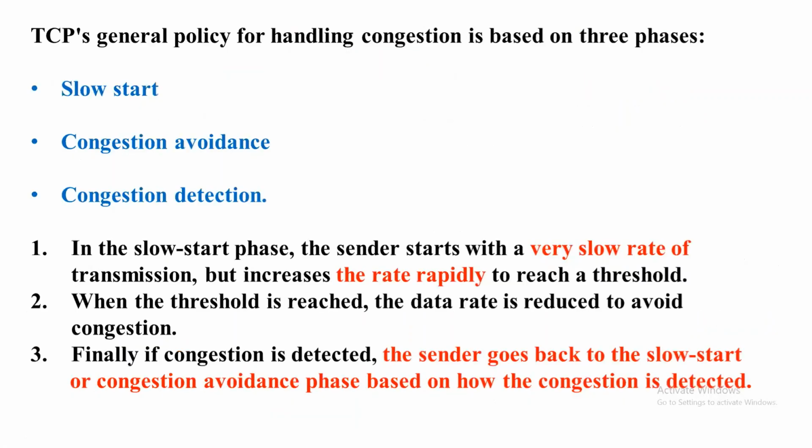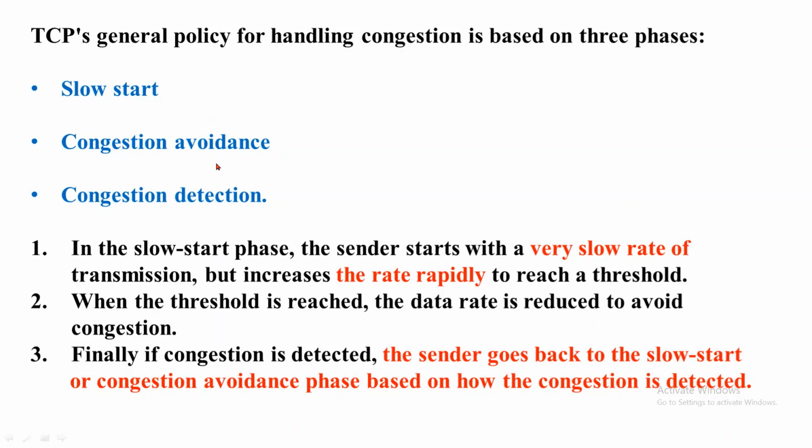Now let's move on to TCP's policy for congestion control. TCP employs congestion control based on three different phases. The first one is the slow start phase, the second one is the congestion avoidance phase, and the third one is the congestion detection phase. What happens in the slow start phase? TCP generally starts with a congestion window size of one maximum segment size. It starts with a very small value for the congestion window, and then the size of the congestion window increases exponentially, and that is called the slow start phase.